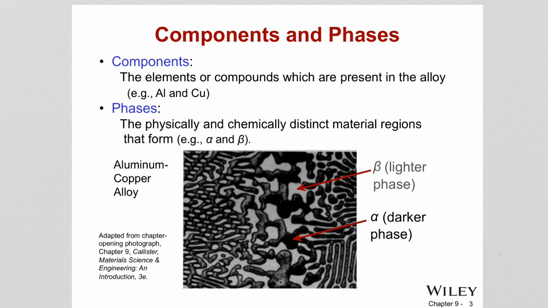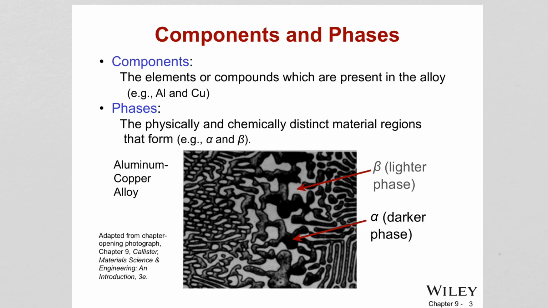We need to understand the difference between the terms. Here, when I say components, that means we are talking about the elements or compounds which are present in the alloy. Like we are mixing aluminum with copper, we have two components. But the phase is, they may be forming a solid solution together, right? So the phase is the physically and chemically distinct material regions that form.